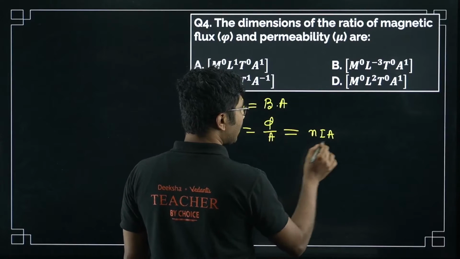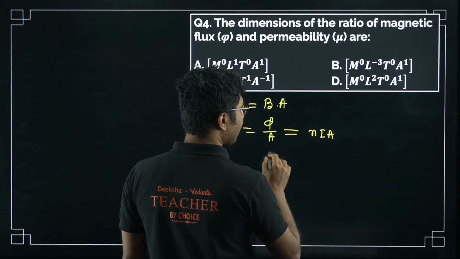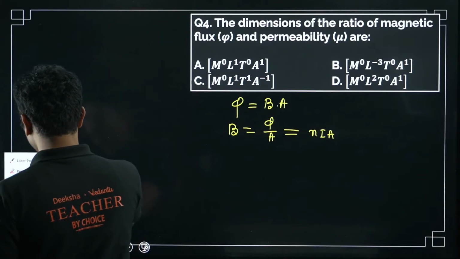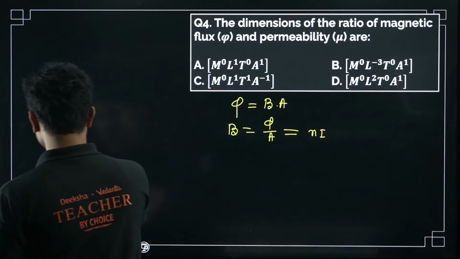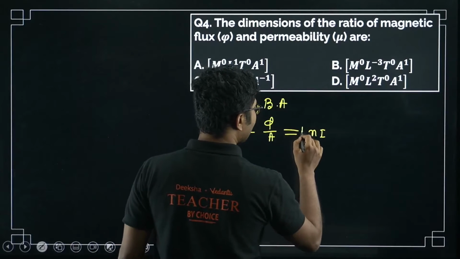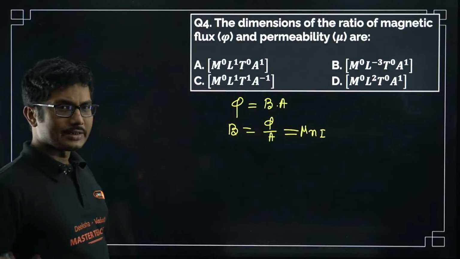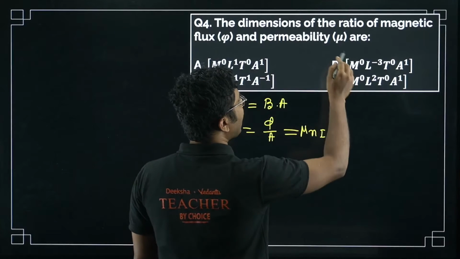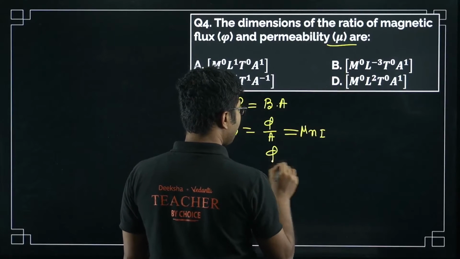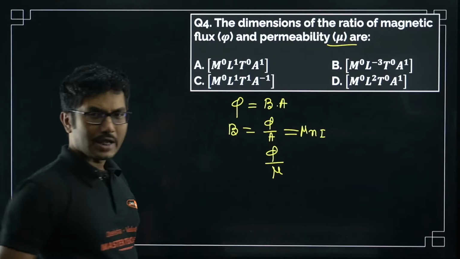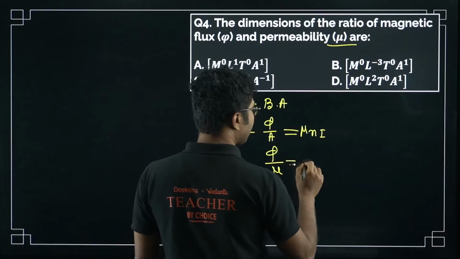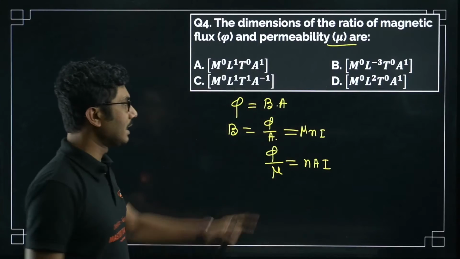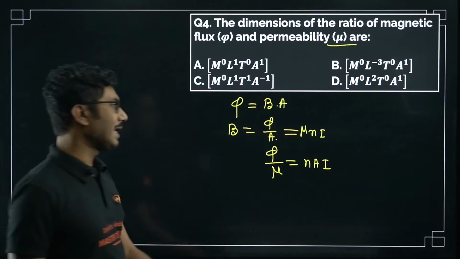So what we are trying to find, not NIA, my mistake, it is mu naught Ni. Okay, not NIA, sorry, it is mu naught Ni, or in this case only mu we will write. We will assume there is some dielectric medium inside the solenoid, so it is mu Ni, and we are trying to find the relationship between phi by mu. Okay, phi by mu is what we are trying to find, and that will be equal to NA into I, right? This A will be going here, this mu will be coming over here, so NA into I.